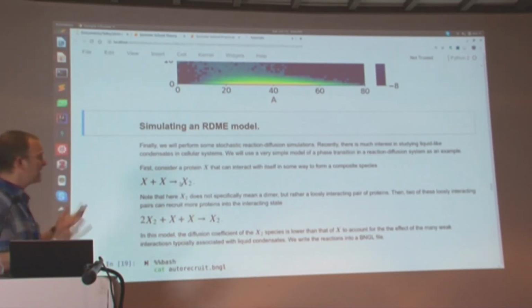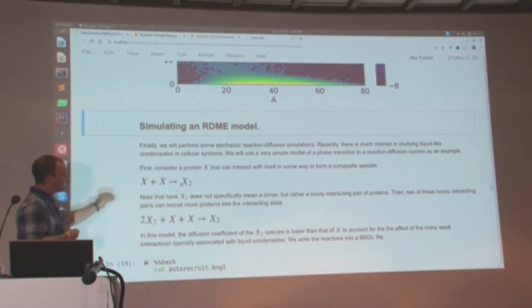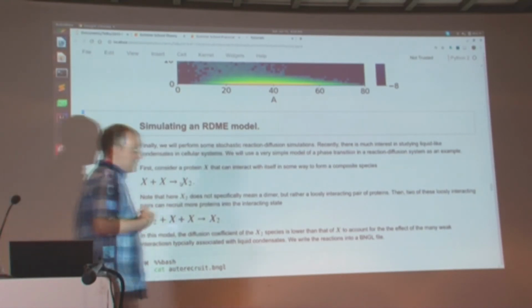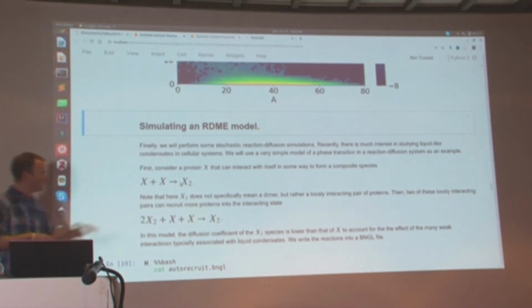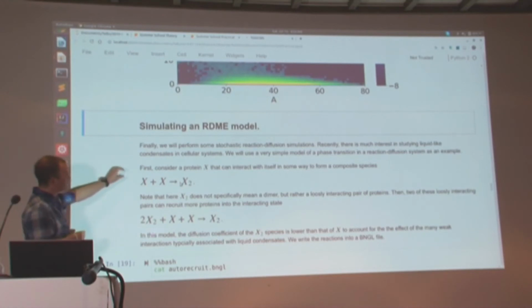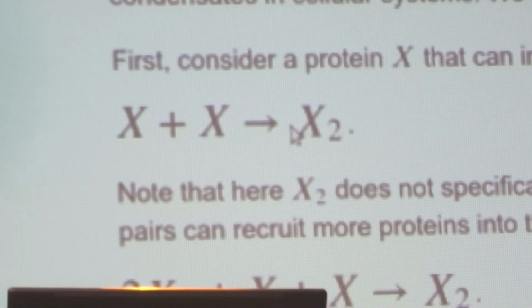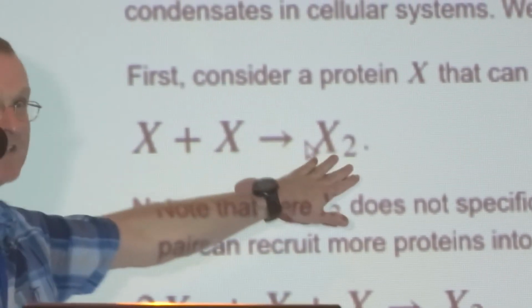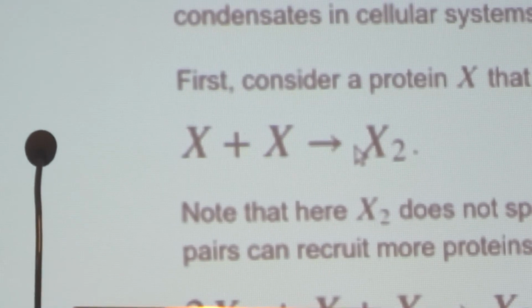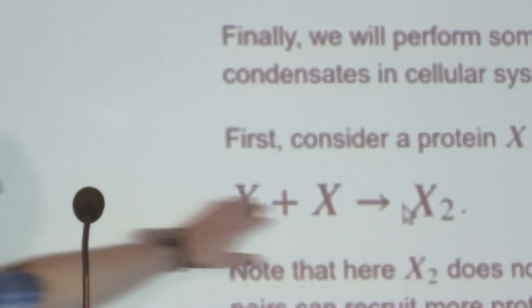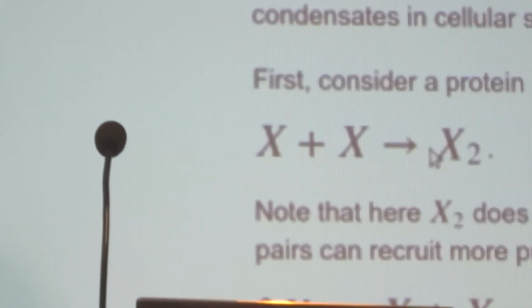It turns out that in any reaction diffusion model, if you have some kind of positive recruitment of this new interacting version of the molecule, and that version has a lower diffusion coefficient, you can get localization and condensation of things. So I'm just going to show you a very, very simple model. We just have two proteins, X, and they can form another species, X2. But X2 is not really a dimer. It's just two interacting things. I just put X2 here because that's what we use, but it doesn't necessarily mean that it's a dimer.